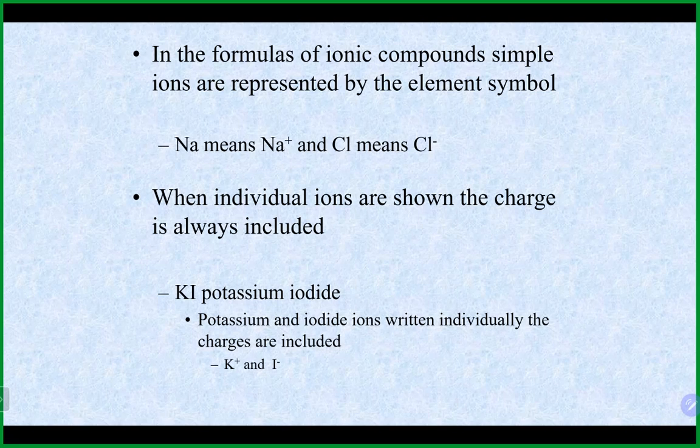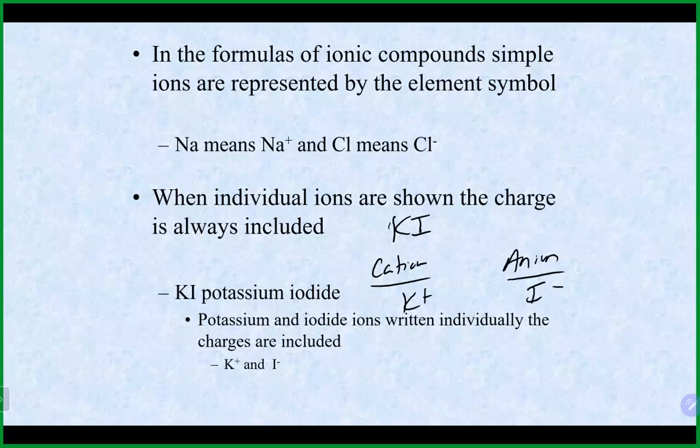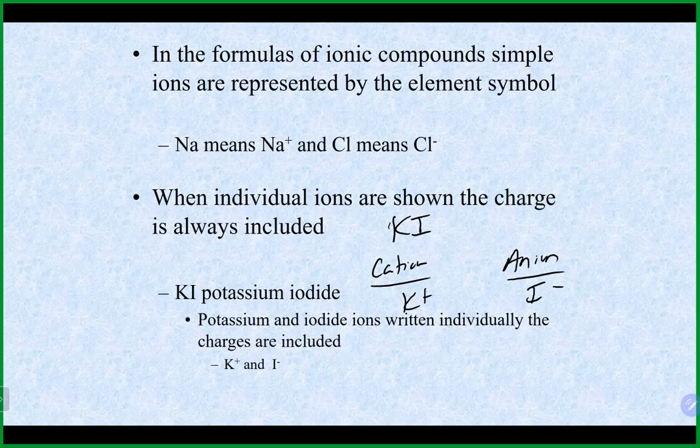So if you were asked to write potassium iodide, that is what you should write. If you're asked to write the cation formula for that, that is what you should write. It should be the potassium with the +1 charge. And if you're asked to write the formula for the anion, that is what you should write. So again, make sure you keep that in mind as you go through it. Any questions on that there?